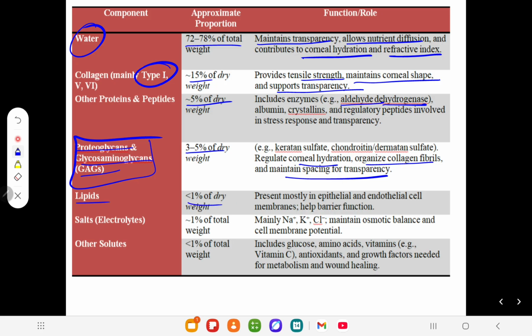Lipids are less than 1% and are present mostly in the epithelium and endothelial cell membranes, and help with barrier functions. Salts and electrolytes are approximately 1% of total weight, mainly sodium, potassium, and chloride, maintaining the osmotic balance and cell membrane potentials. Other solids, less than 1%, include glucose, amino acids, and vitamins, antioxidants and growth factors, for metabolism and wound healing. These are the functions of these other solutes.